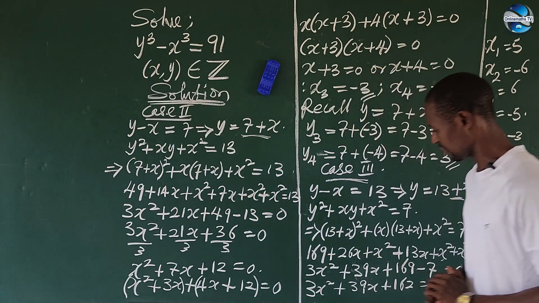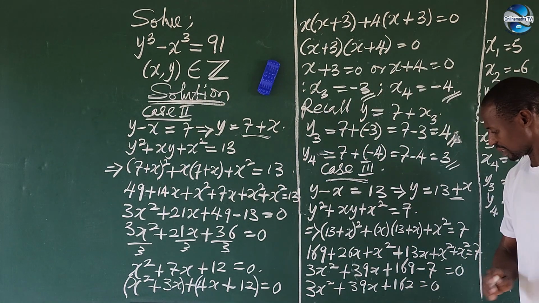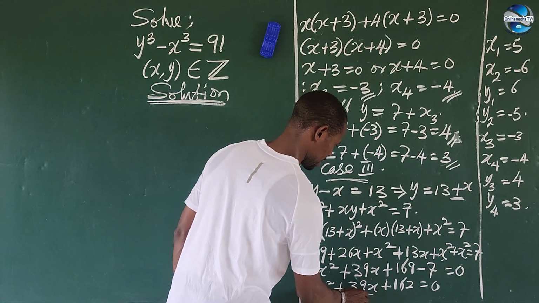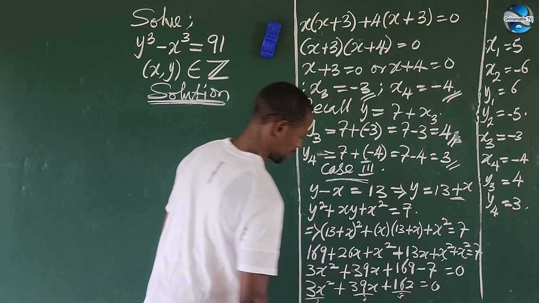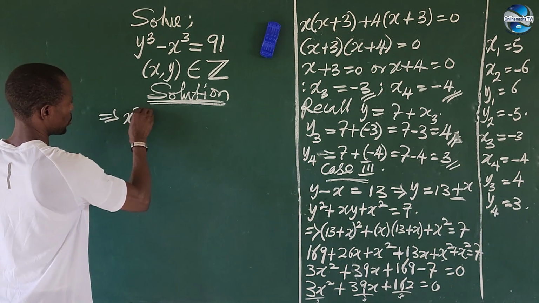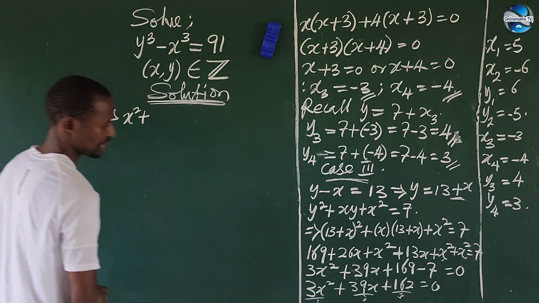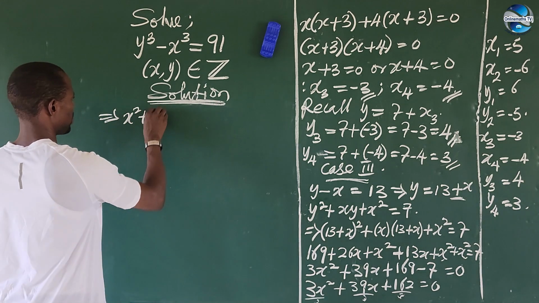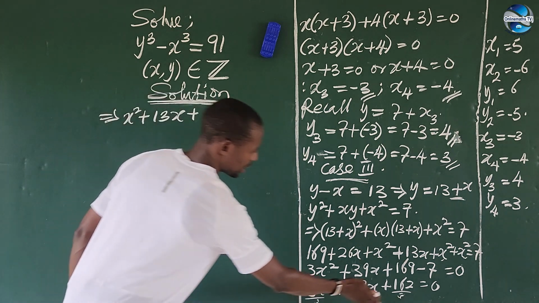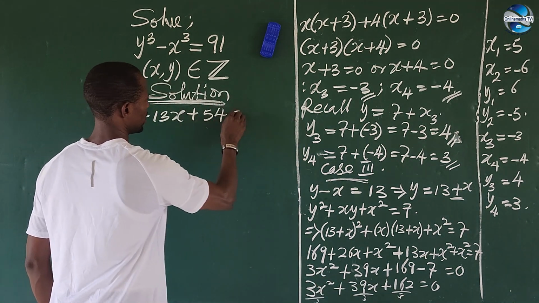Again, we can use 3 to divide through everything here. So let's do that and see what this gives us. Let's divide by 3, divide by 3, divide by 3. If we do that, we're going to have x squared, plus, 39 divided by 3 will give us 13, so we have 13x, plus, 162 divided by 3 will give us 54, equals 0.